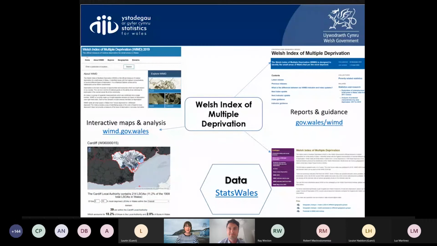Hello, I'm Nia Jones, Social Justice Statistician at Welsh Government. Before I give you a flavour of how the indices are commonly used, here's a bit of signposting to the Welsh resources for those of you interested in Welsh data. There are 3 Welsh Government websites where you can access the WIMD data, and these are roughly split into reports and guidance on the main website, which is the top right bit of the slide.